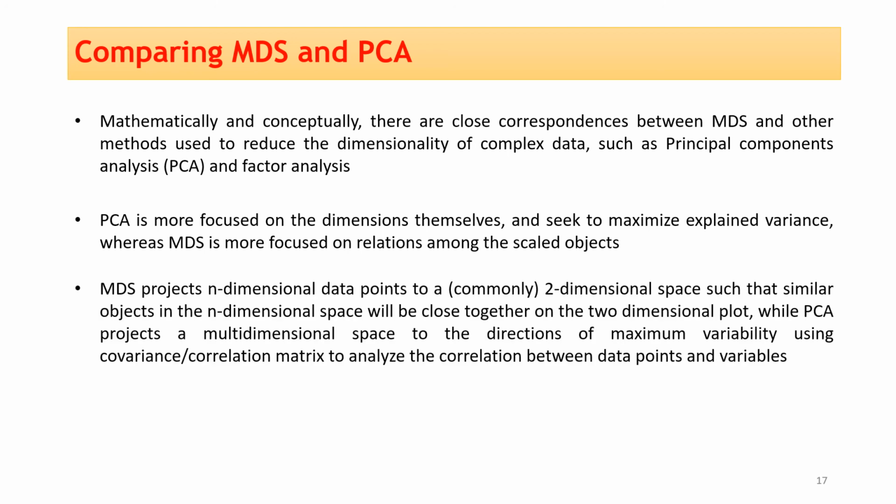And the MDS projects n-dimensional data points to a commonly two-dimensional space such that the similar objects in the n-dimensional space will be close together on the two-dimensional plot, while principal component analysis projects a multi-dimensional space to the direction of maximize variability using the covariance and correlation matrix to analyze the correlation between the data points and the variables.